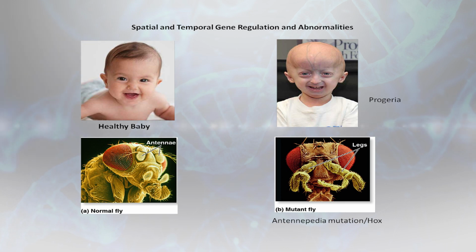Coming to the next example, the spatial one: this is a normal fly which has an antenna complex in the head, but people have mutated this, and during development they changed the gene expression pattern, and found that leg appendages formed in the antenna complex. So this is again a mutation. This is a spatial abnormality, an abnormality of gene expression. So there is temporal and spatial gene expression. If this is disturbed, then you have disease.